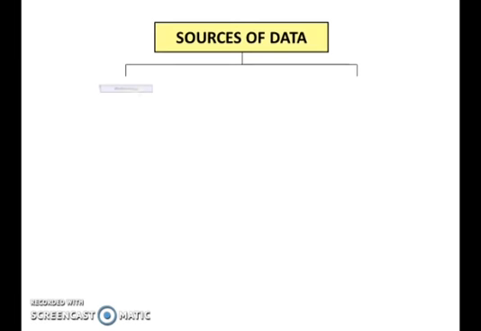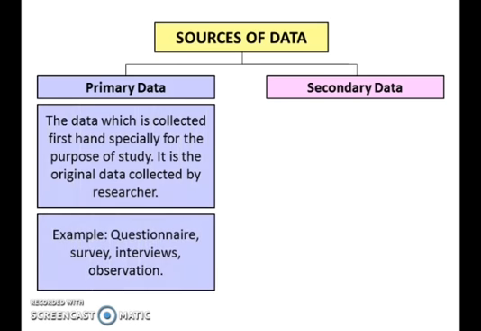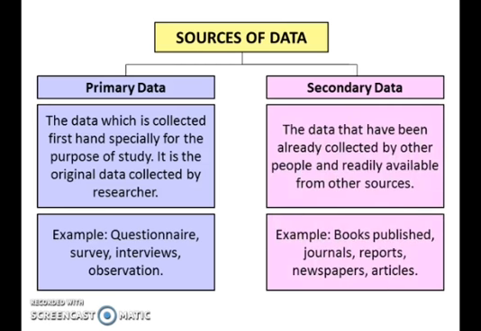Data can be obtained primarily or secondarily. Primary data is the data which is collected first-hand specially for the purpose of study. It is the original data collected by researcher. Secondary data is the data that have been already collected by other people and readily available from other sources.